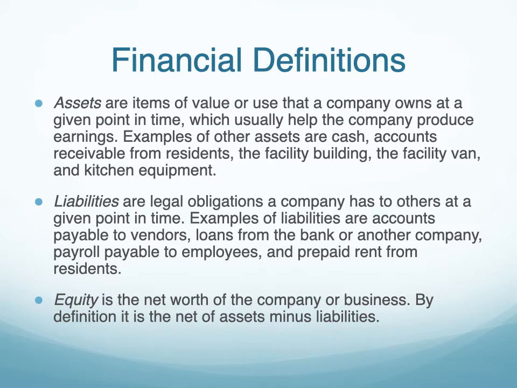Liabilities, on the other hand, are legal obligations of a company that it has to others at a given point in time. Examples of liability are accounts payable to vendors, loans from the bank or another company, payroll payable to the employees, and prepaid rent received from the residents. Equity, then, is the net worth of the company or the business. By definition, it is the net of assets minus liabilities.